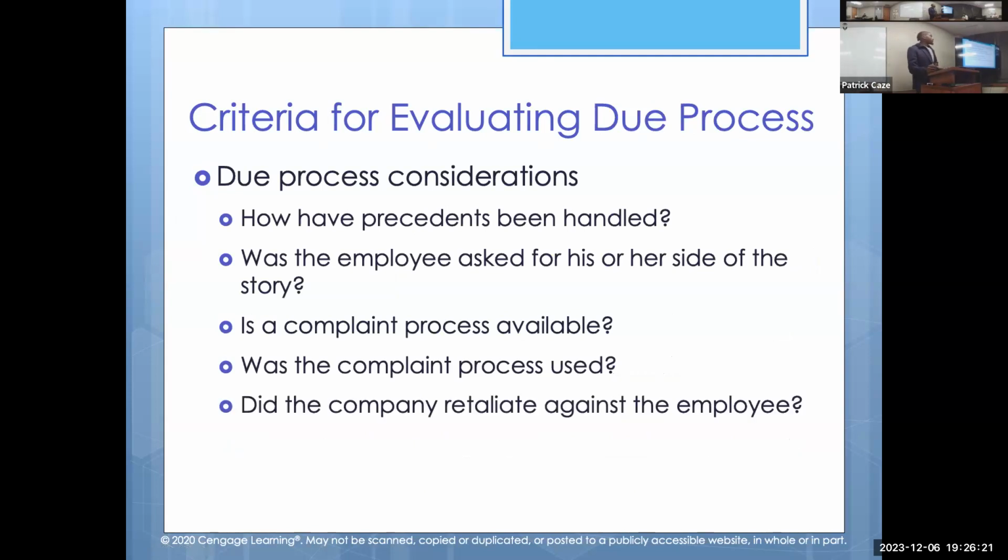Due process considerations. A lot of this stuff is actually legal stuff, more legalese than anything else. How have precedents been handled? Everybody understand the concept of precedents?